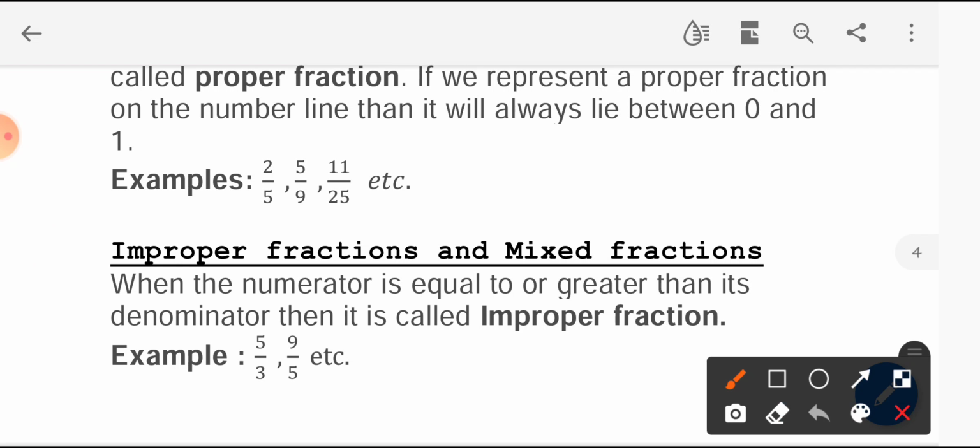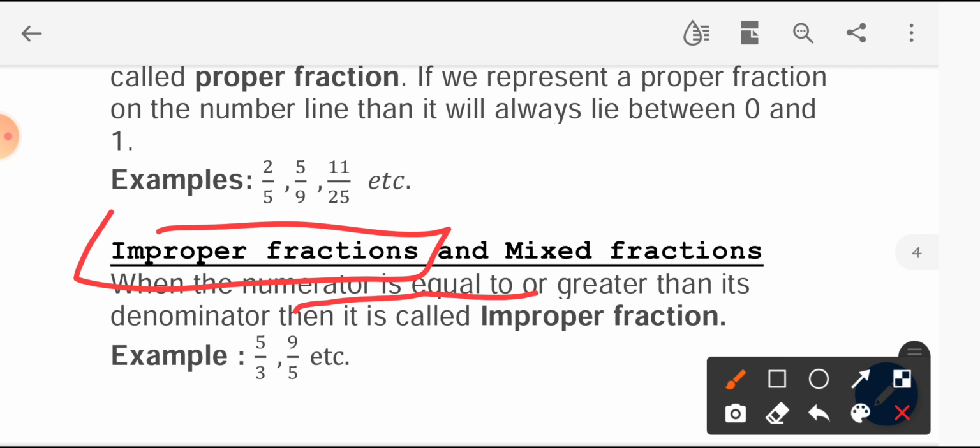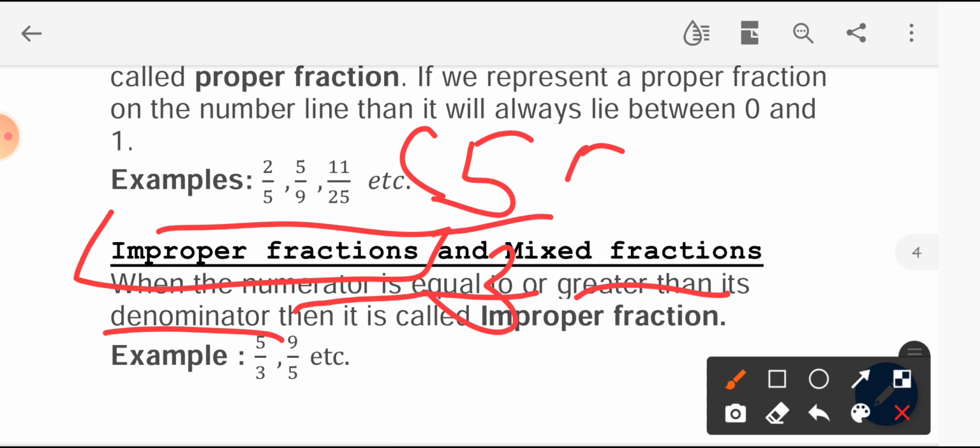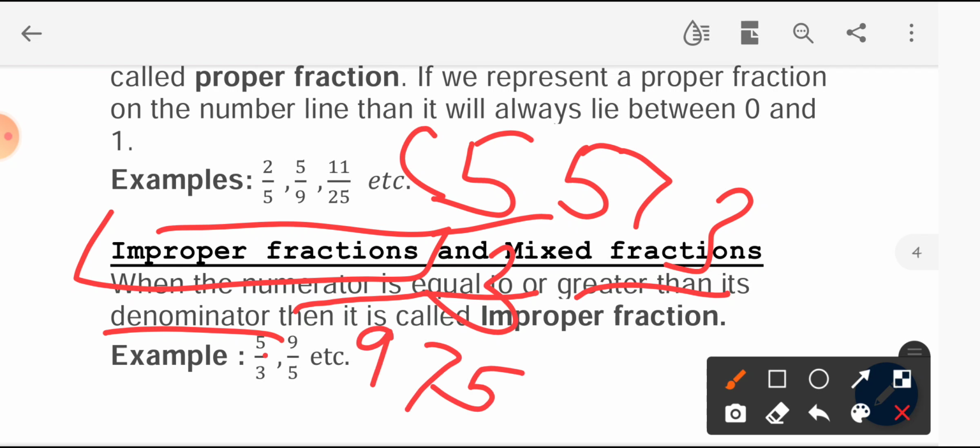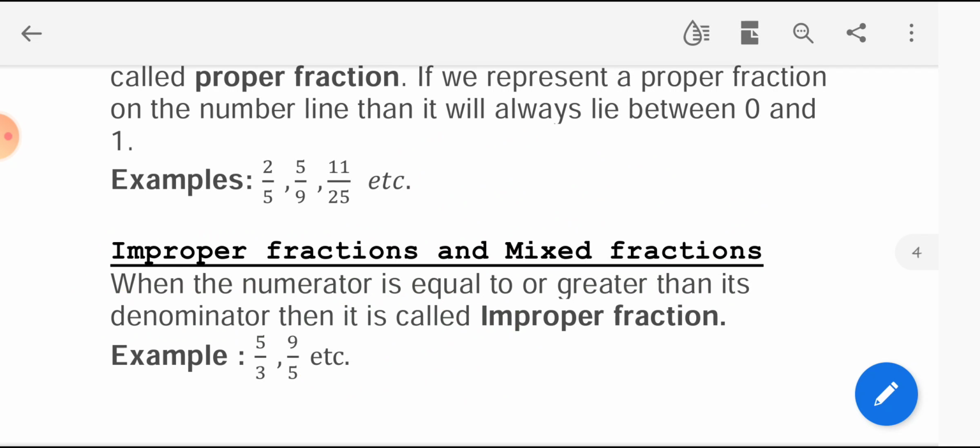Then improper fraction and mixed fraction. So let us see improper fraction. Proper fraction means where the numerator is less than the denominator, but improper fraction means its opposite, where the numerator is equal to or greater than its denominator. For example, 5 by 3 is given here. So 5 is greater than 3. Or in 9 by 5, 9 is greater than 5. It means here the numerator is greater than the denominator. So this type of fraction is known as an improper fraction.